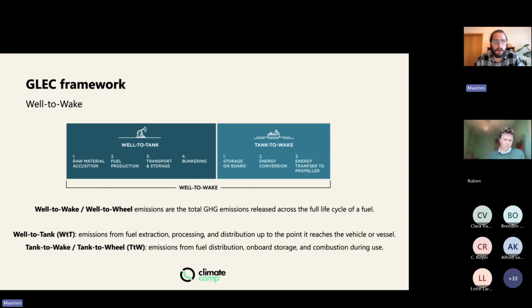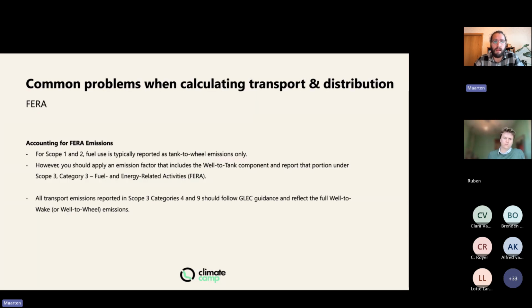And where does this also come into play? When accounting for emissions. So what you need to know is that for the GLEC framework, all transport emissions reported in scope 3 categories 4 and 9, if you follow GLEC guidance, you need to reflect full well-to-wake or well-to-wheel emissions. So you need to account for the entire life cycle of fuel production up until fuel consumption.